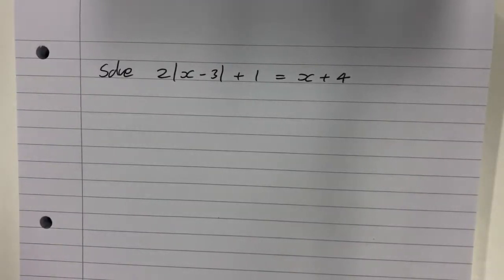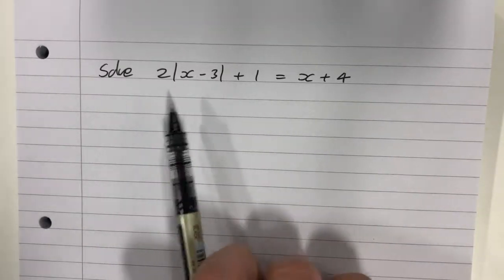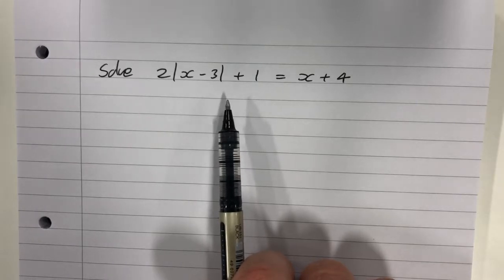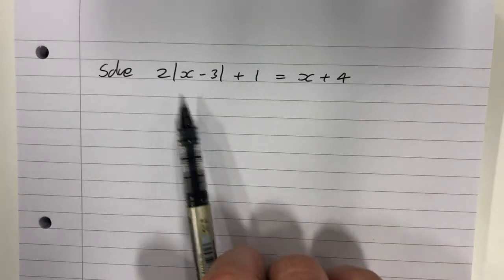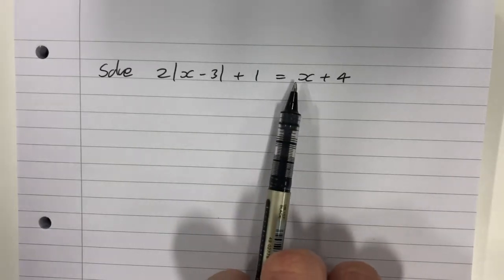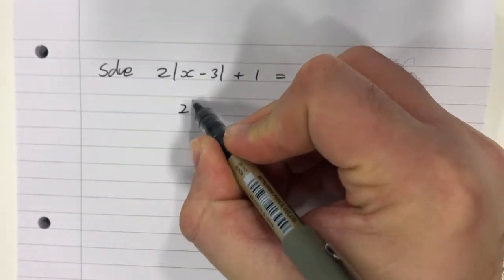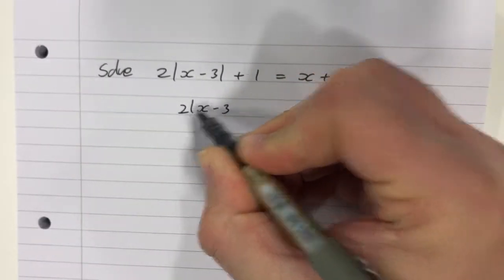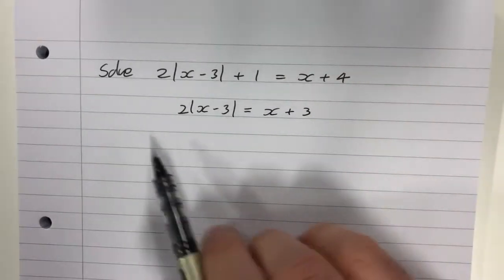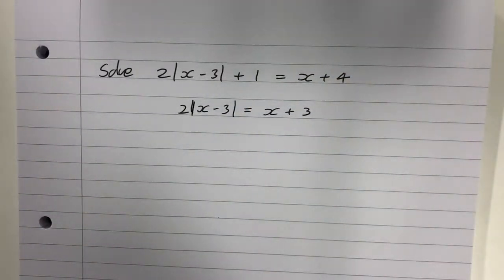Okay, so we now look at solving equations that include the modulus function, such as this one here. We can see that both sides of this equation are linear, and these are the type of equations that we solve: a linear on the left-hand side equals a linear on the right, and we have a modulus on the left, but no mod on the right on this one. First thing I'm going to do is subtract the 1 from both sides, just because that's not necessary for it to be there. So I end up with 2 times mod of x minus 3 equals x plus 3.